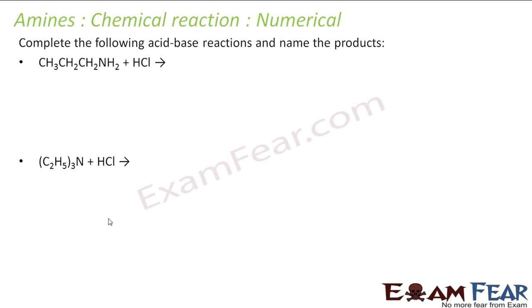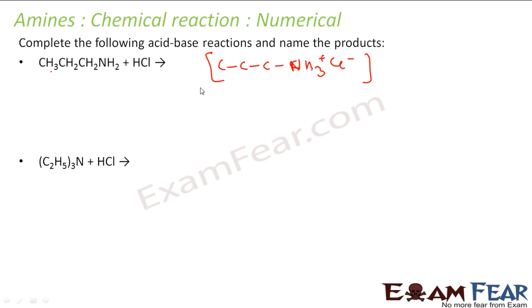We'll take some numericals now. Here we have to complete this acid-base reaction. We have methyl-propanamine reacting with HCl. It's an acid-base reaction. What will happen? This will form NH3+ Cl-. So what you get is NH3+ Cl-. This is what you'll get.